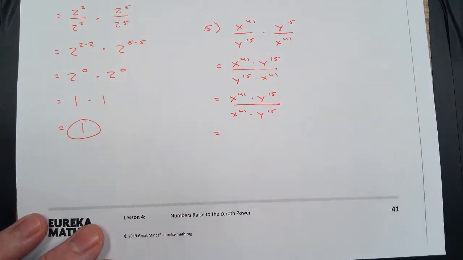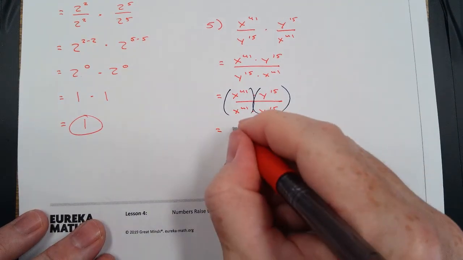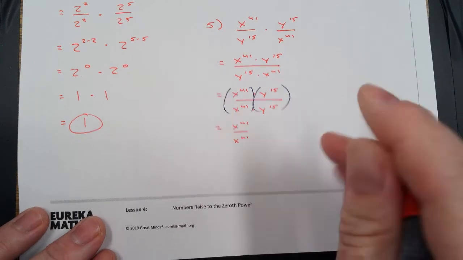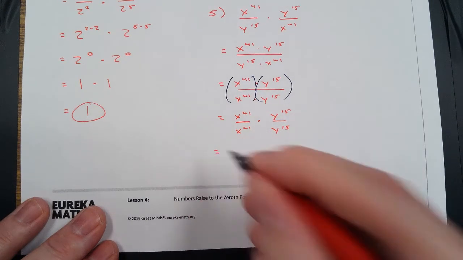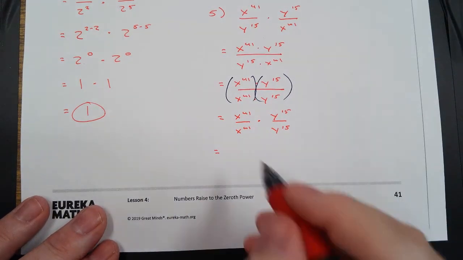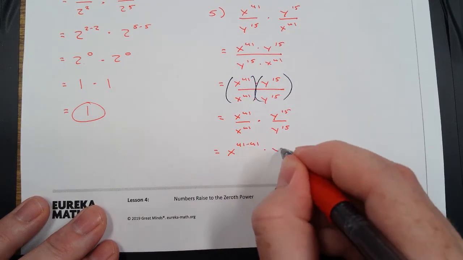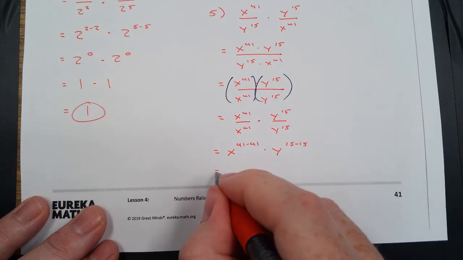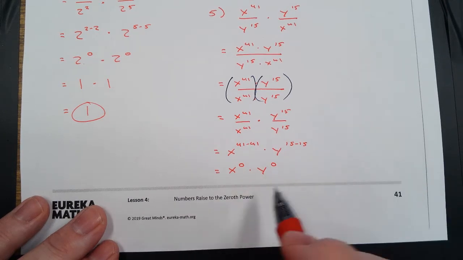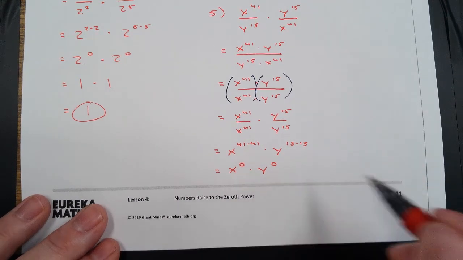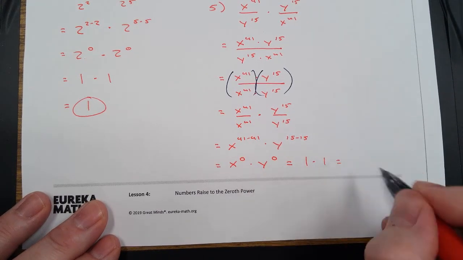Now I'm going to use the associative property, and I'm going to make groups right here. So I get x to the 41st over x to the 41st times y to the 15th over y to the 15th. You see where this is going, I hope, because you see, dividing the same base, so just subtract the exponents, which gives us 41 minus 41 is 0, 15 minus 15 is 0. I get x to the 0 times y to the 0. I ran out of room on the bottom of my page, so I'm just going to go sideways. X to the 0 is 1, y to the 0 is 1, 1 times 1 is 1.